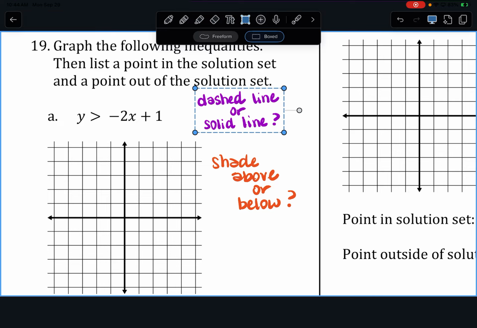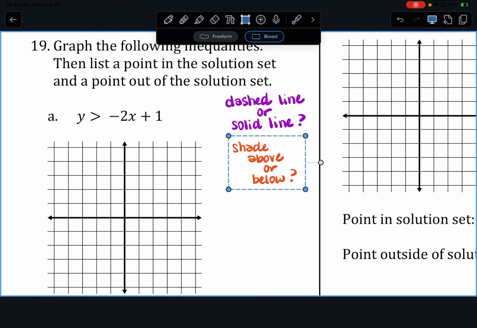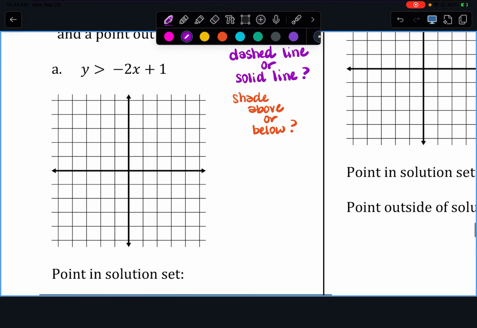Other than that, it's exactly the same as any other linear equation. It needs to be in y = mx plus b. You're going to graph the b and then the slope and then graph your line, all that good stuff, and then ask yourself these questions. Sorry, all over the place. There we go. So it is in mx plus b form, which is awesome.